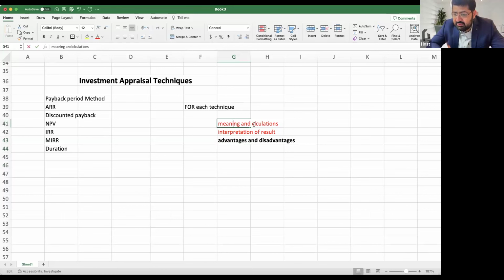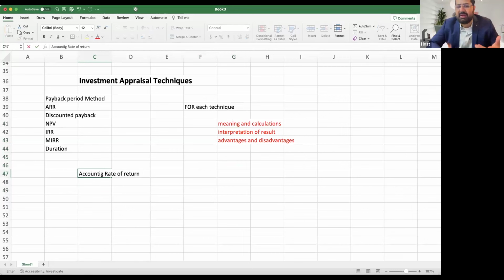Yes, this is what we need to learn for each technique. And of course, complexities are there. They will be there in the calculation. Of course, we need to work on those complexities. Now, let us start. It is opened. We need to start with accounting rate of return.